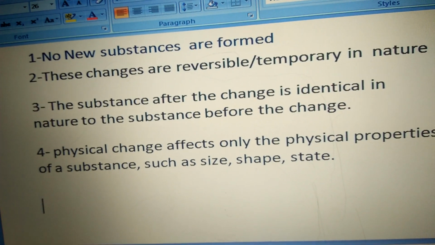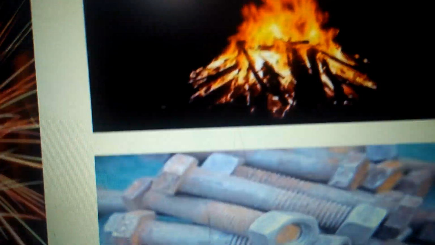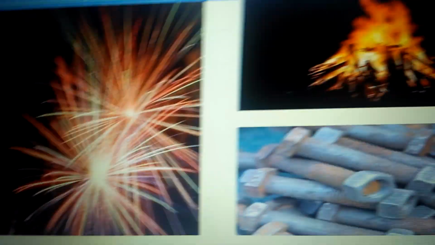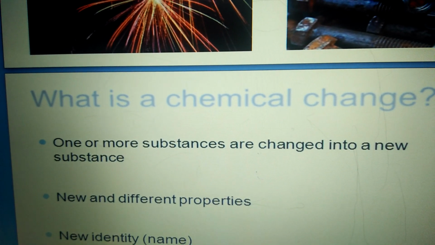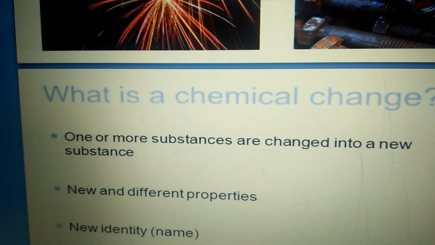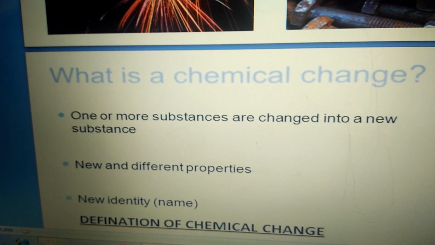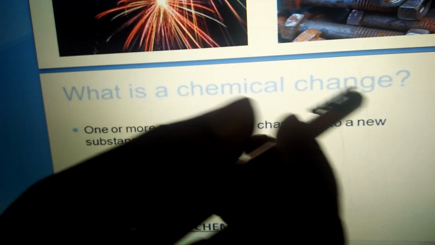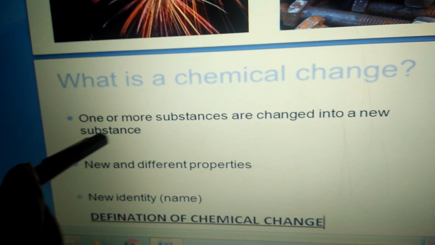Now come to the chemical change. Here are some examples of chemical change: burning of crackers, burning of wood, rusting. Similarly, many other examples are there in nature and our surroundings which explain chemical change. So what is a chemical change? One or more substances are changed into a new substance.